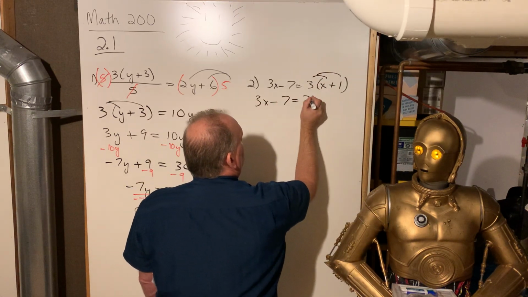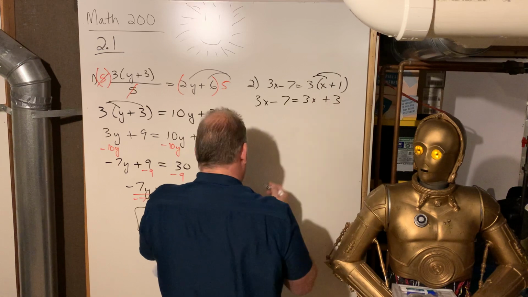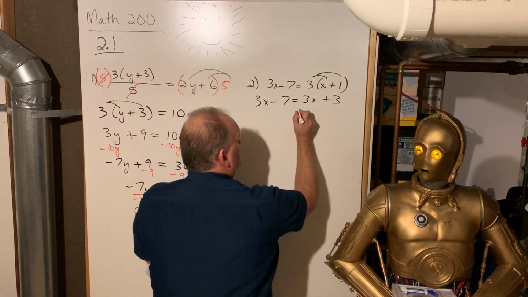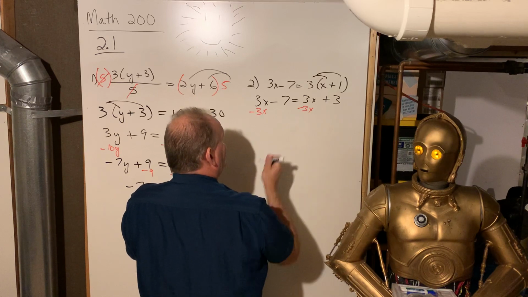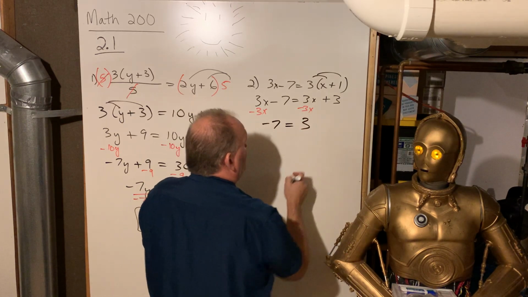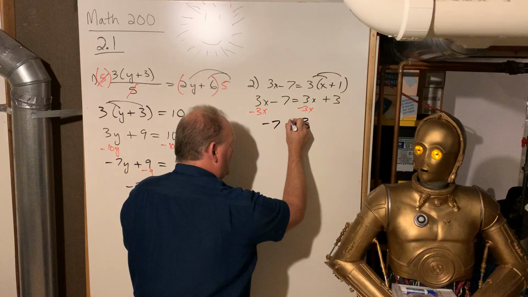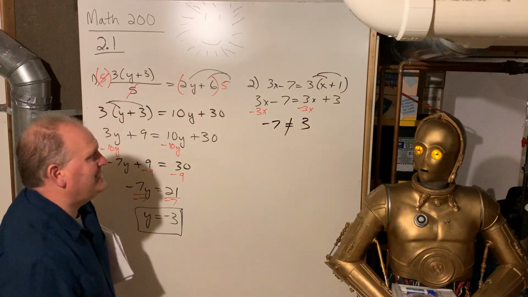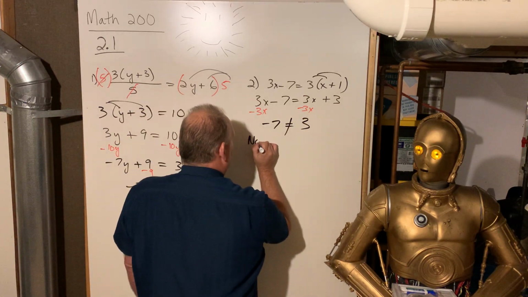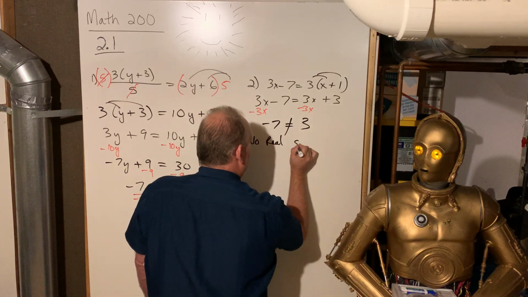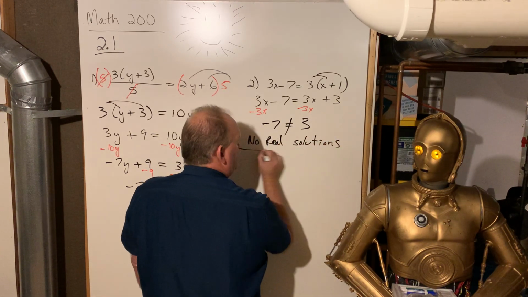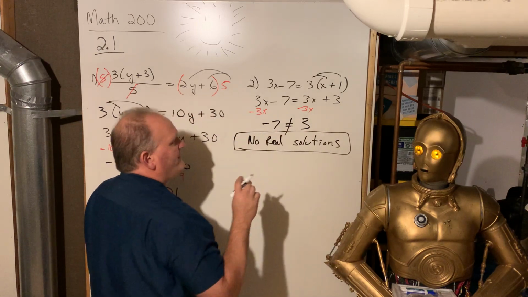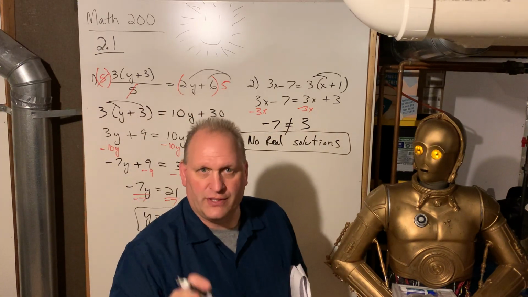3x minus 7 equals 3x plus 3. And then we're going to move the 3x over. Oh, no! We get negative 7 equals 3, but negative 7 does not equal 3. So this is no real solution. No real solutions.